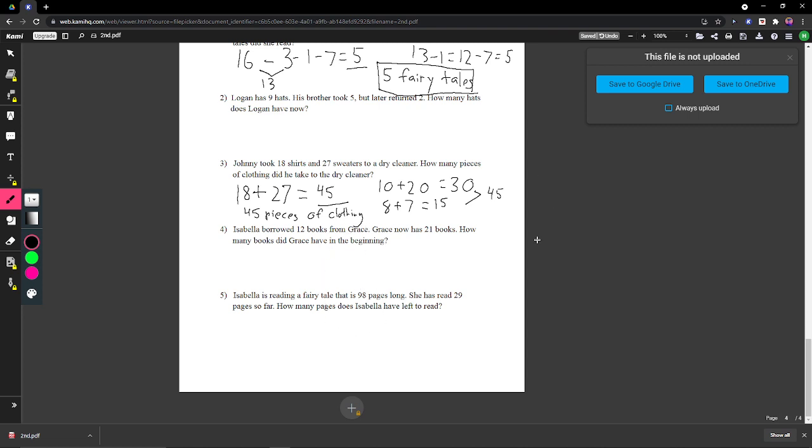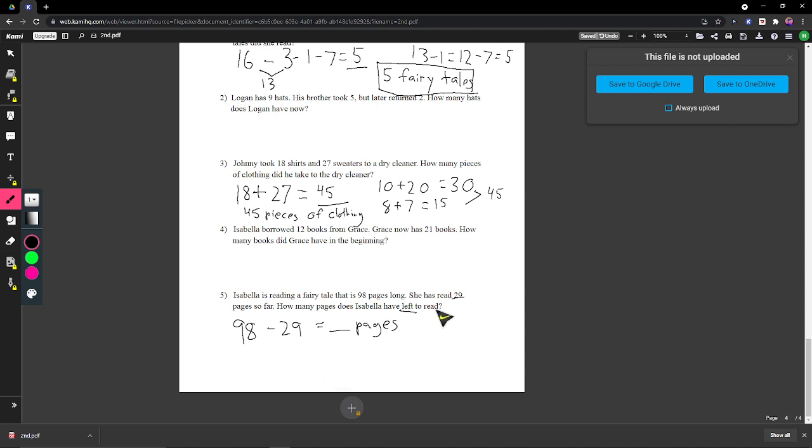Let's go to number 5. So Isabella is reading a fairy tale that is 98 pages long. She has read 29 pages so far. How many pages does Isabella have left to read? So the key word is left, meaning you're looking for the amount that remains. So that means you took away something, and that thing you took away was 29. And there are 98 pages total. So what you would do is put down 98, and you'll subtract 29, and then you would get your unknown, or the amount of pages she has to read. So you could just write pages right here.